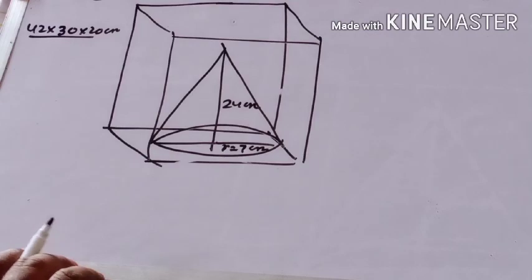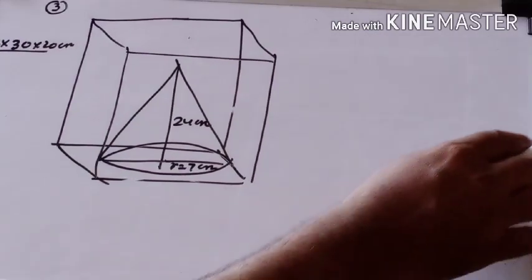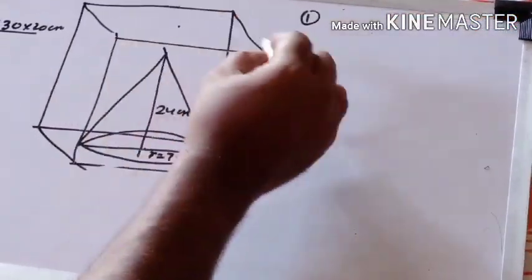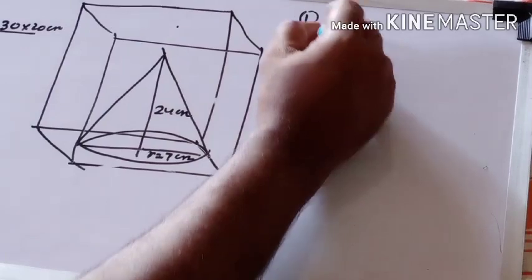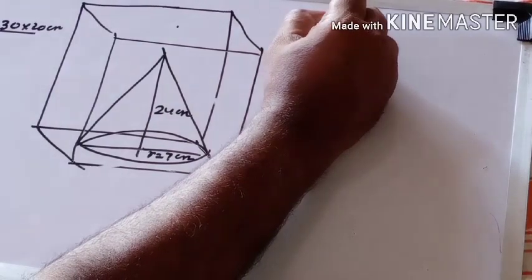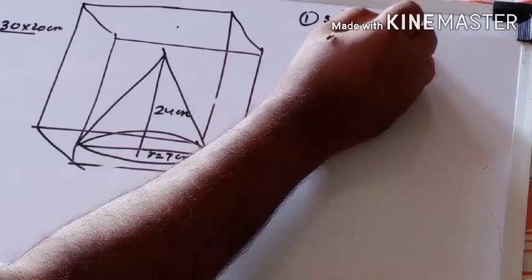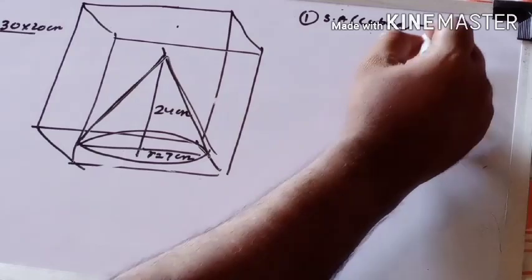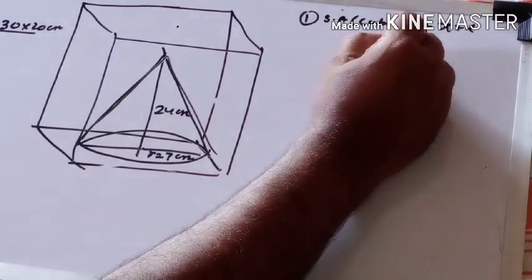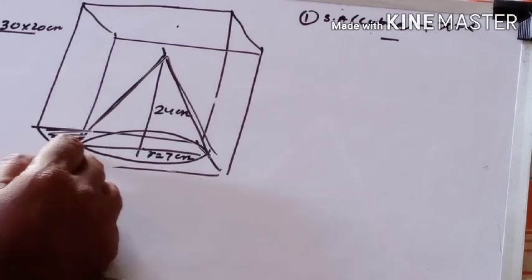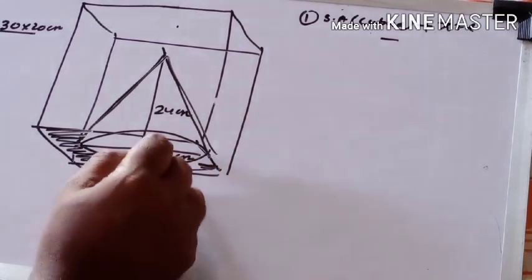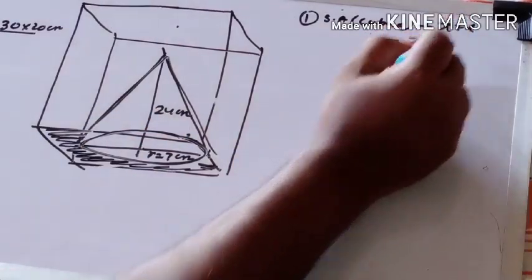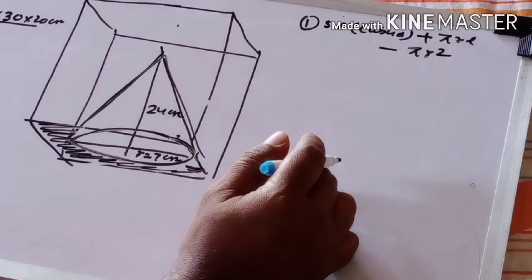And first part of question is asking about surface area of remaining solid. To find out surface area of remaining solid, what we'll do? At first we'll find out surface area of this cuboid, and then we'll add this surface area, that is curved surface area of cone, and from it we'll subtract this region. This area is area of circle. So it will be pi r square. So this will behave as surface area of remaining solid.